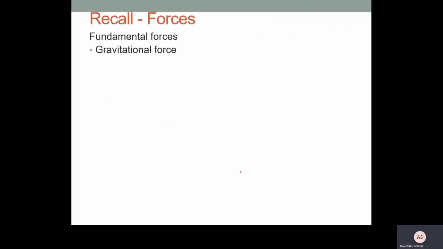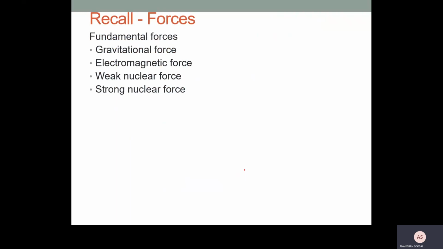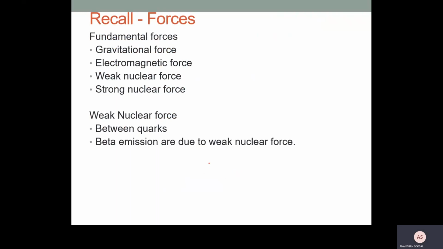Okay, so fundamental forces: gravitational force, electromagnetic force, weak nuclear force, strong nuclear force. The last two are something new added to your forces. Between quarks is the weak nuclear force. The beta emission is due to the weak nuclear force. The strong nuclear force is between the nucleons, as in alpha decay. So between proton and neutron is the strong nuclear force. Inside the quarks all have weak nuclear forces. Beta emission happens because of the weak nuclear force.